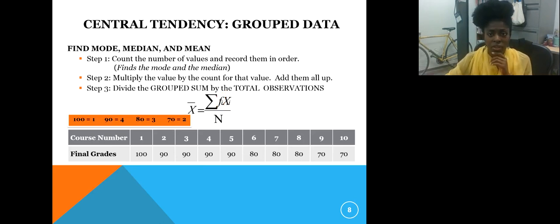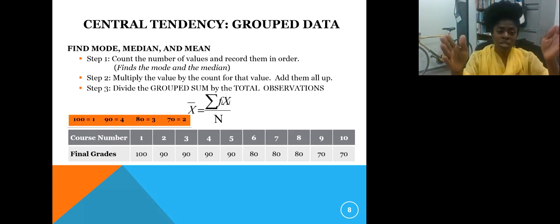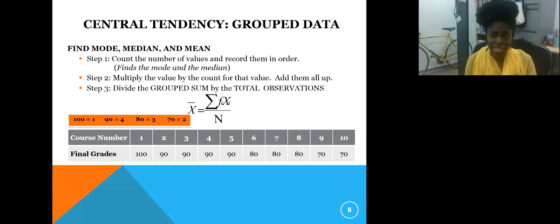Let's explain what the F means, because we already know X bar is the mean. N is the number of observations. Xi is all of those values, and that sigma sign is just add up all those values. But rather than add up all those values, we're going to say the value times its frequency. In a frequency table, we see 100 1 time. How many times do we see 90? 4 times, right? This is basic elementary school stuff. This is nothing new.